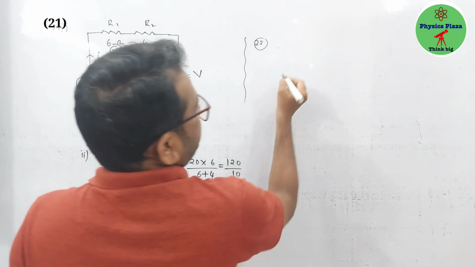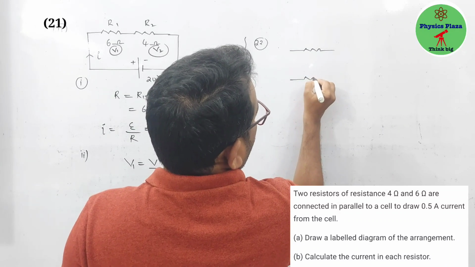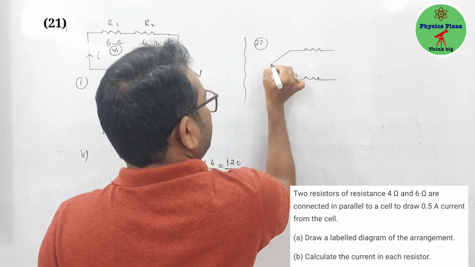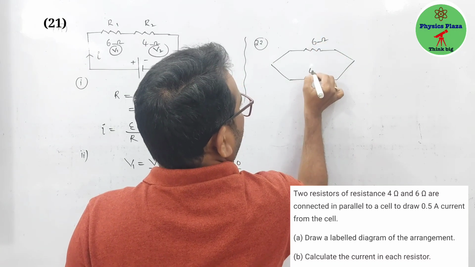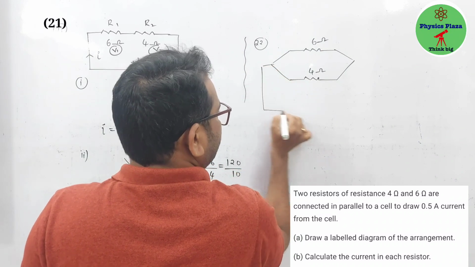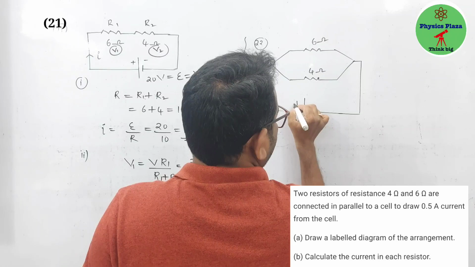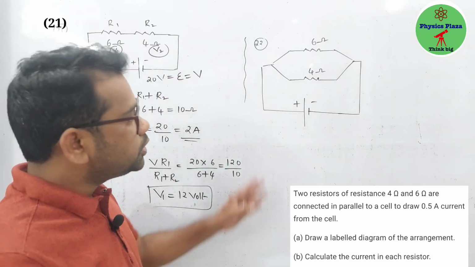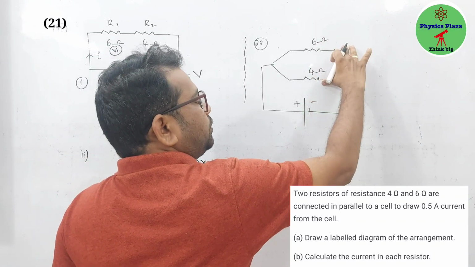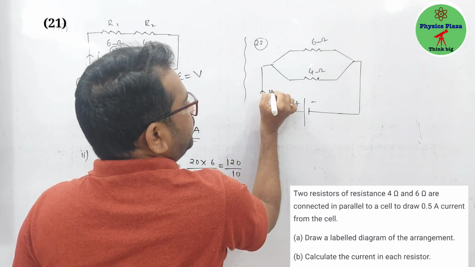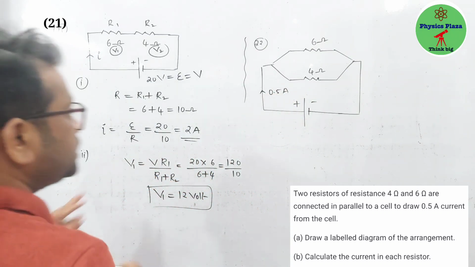So as per the numerical, children, two resistors are connected in parallel. Those values are given, 6 ohm and 4 ohm, to the battery. Plus and minus. First they are asking us to draw the circuit diagram. So here is the circuit diagram. And they said that when these two resistors are connected in parallel with this battery, 0.5 ampere current is drawn.